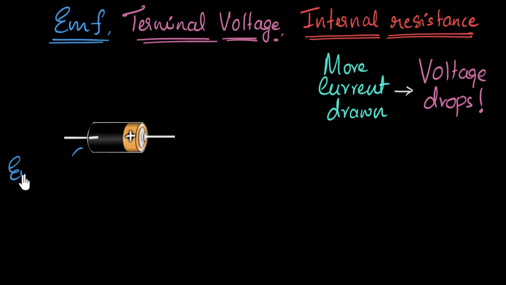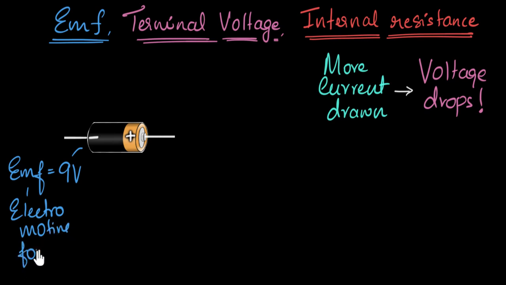So that is the EMF. For example, this could be a 9 volt battery, so that 9 volt is the EMF. And what does it mean? Well, EMF stands for electromotive force. And you can immediately see there is a problem with the wording over here. It's named as a force, but it's not really a measure of force. It's a measure of energy. The name is stuck, it's a misnomer, but it's okay.